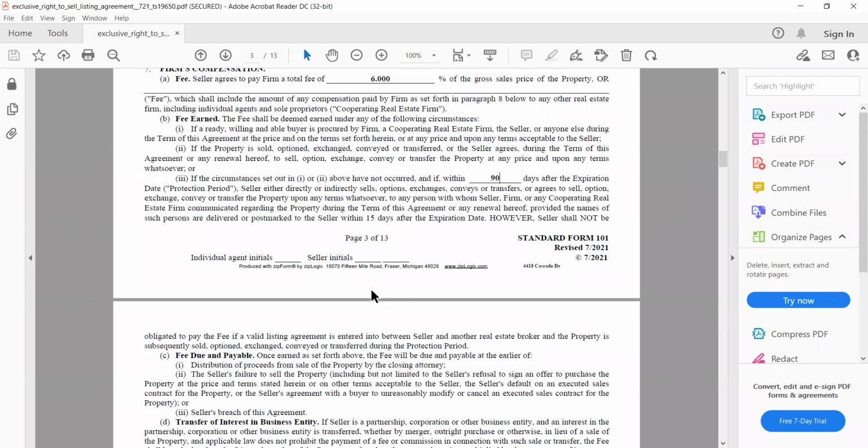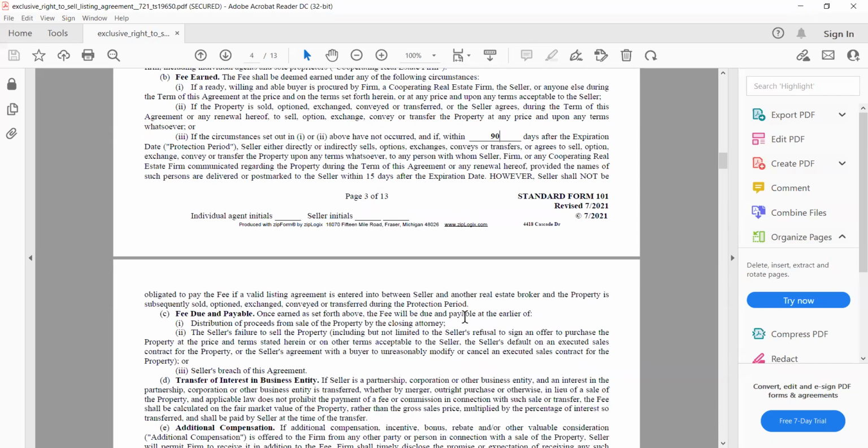So let me just finish reading this. If within 90 days after the expiration or the protection period, seller either directly or indirectly sells, options, exchanges, conveys, or transfers, or agrees to sell this property upon any terms whatsoever to any person with whom the seller, firm, or any cooperating real estate firm communicated regarding the property during the term of the agreement or any renewal, provided the names of such persons are delivered or postmarked to the seller within 15 days after the expiration date. However, sellers shall not be obligated to pay the fee if a valid listing agreement is entered into between seller and another real estate broker.